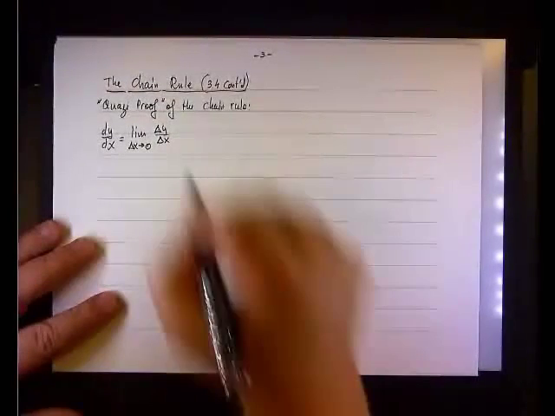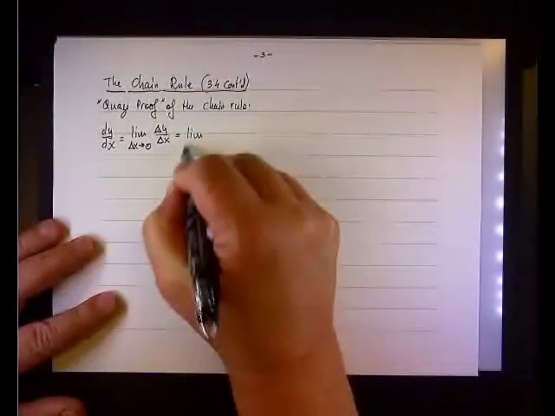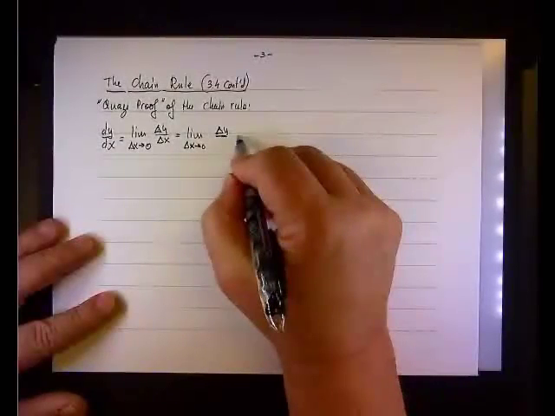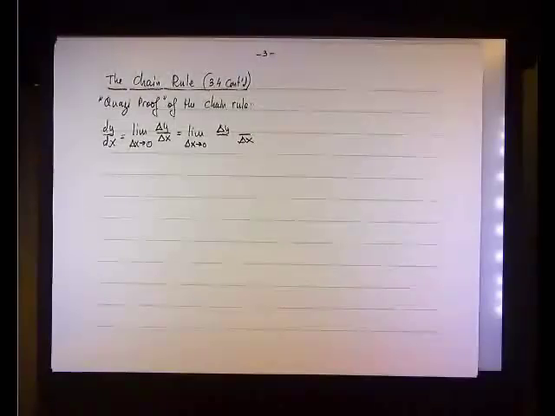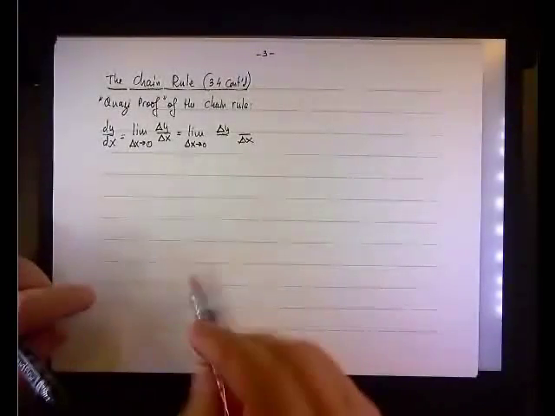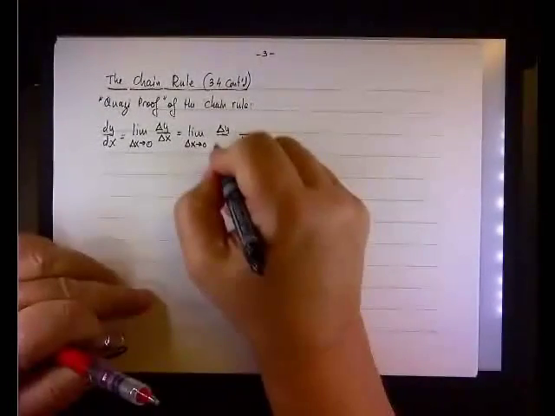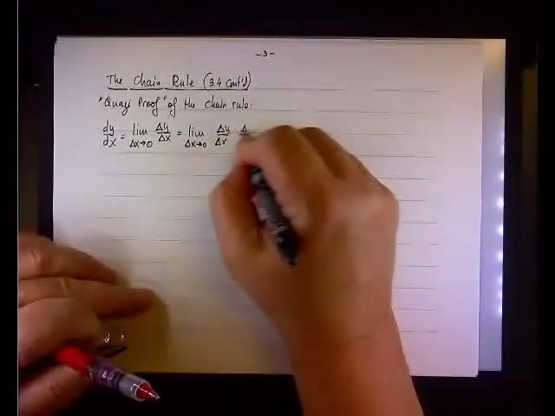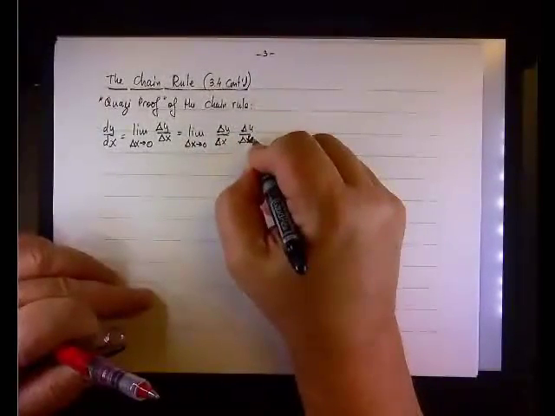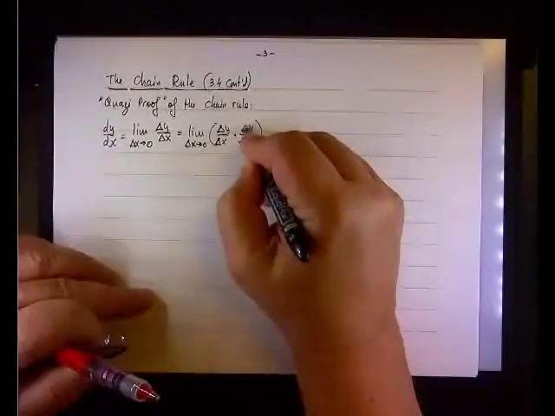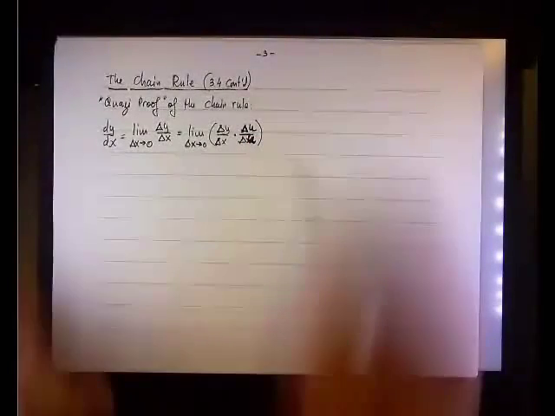Now, we're going to expand it a little bit. We're going to say this is the limit, if delta x goes to 0, of delta y over delta x. I'm going to say delta y over delta x, and here I'll have delta u over delta u, like so. Okay? So basically, I did not change anything. I multiplied by 1, as delta u over delta u equals 1.